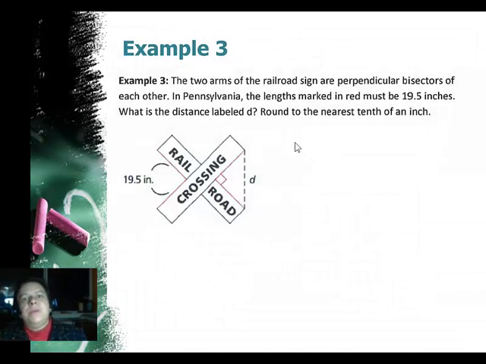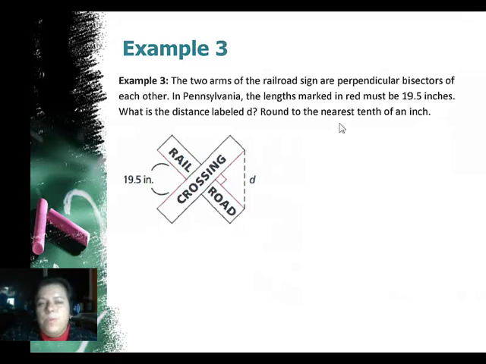In example 3, we have two arms of a railroad side that are perpendicular bisectors. That means they cut each other in half. And in fact, they mark both lengths here as 19.5 inches, so you know that they're equal just by the way they mark them. They're trying to find this distance labeled D, and they want us to round the answer to the nearest tenth of an inch, so we won't leave the square roots in it.